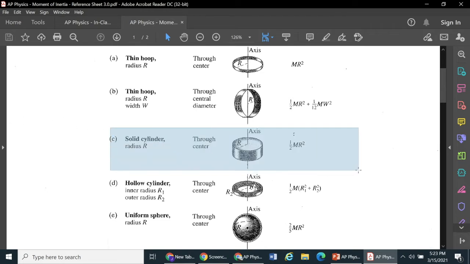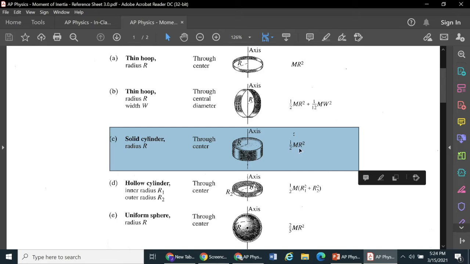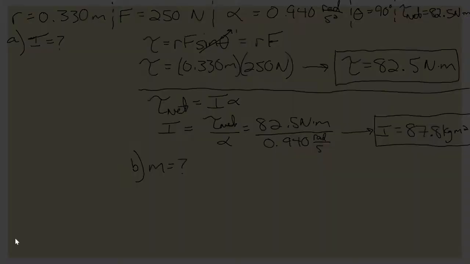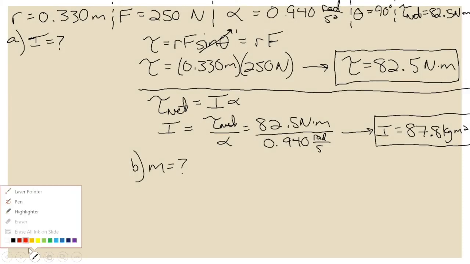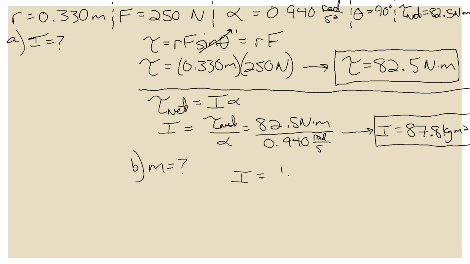Because they tell us this thing is a cylinder here, the equation we're going to want to use for our moment of inertia for this cylinder is going to be 1/2 mr squared. And that really is all we need to be able to solve for this thing, because we have I and R. So the equation here for the cylinder, again, this is a good one to remember. 1/2 mr squared is the equation for the disk.